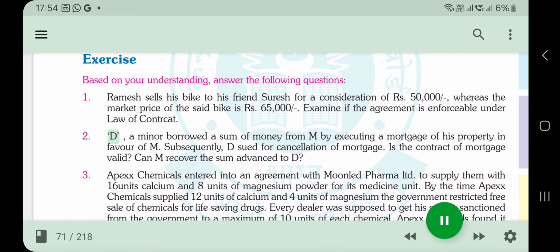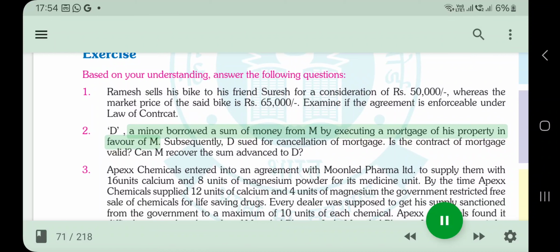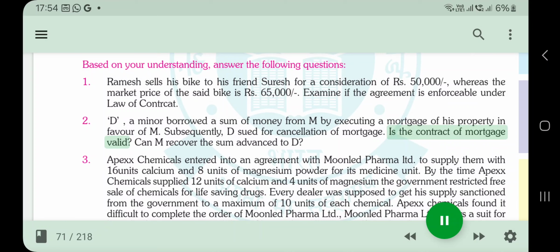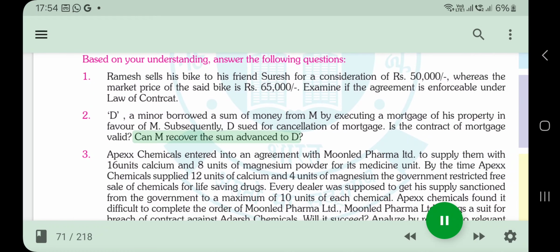2. D, a minor, borrowed a sum of money from M by executing a mortgage of his property in favor of M. Subsequently, D sued for cancellation of the mortgage. Is the contract of mortgage valid? Can M recover the sum advanced to D?